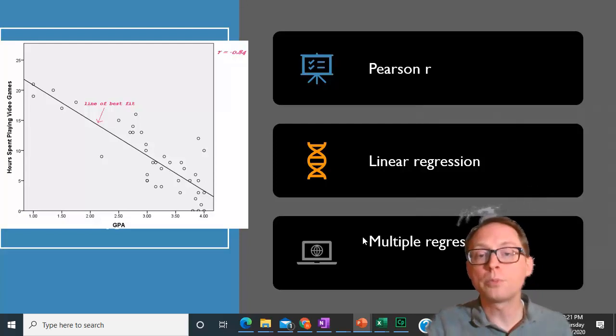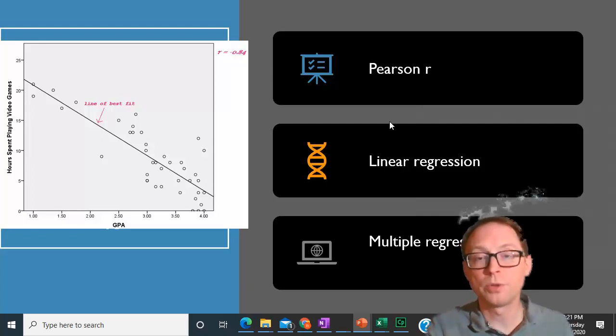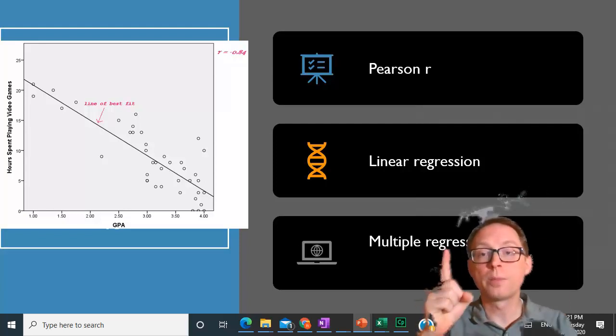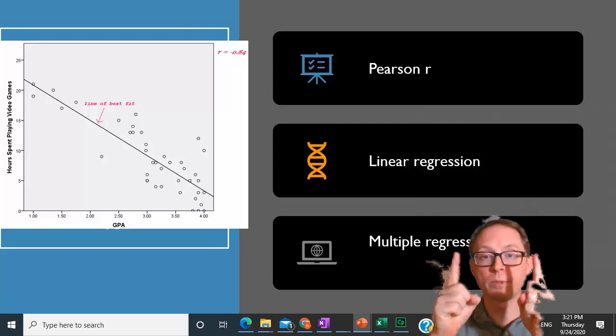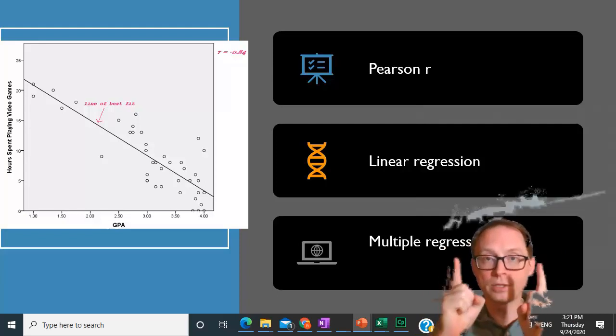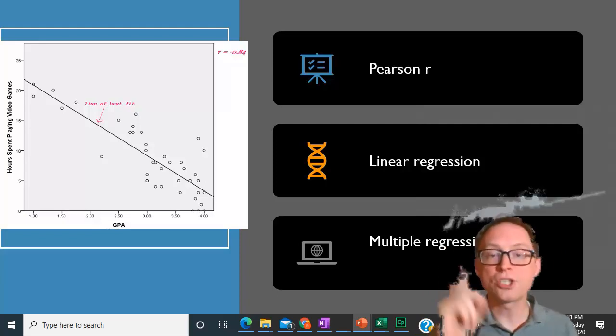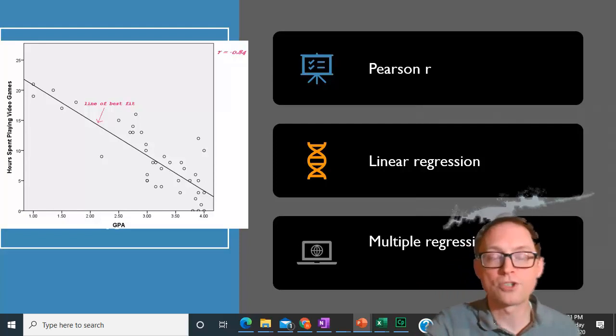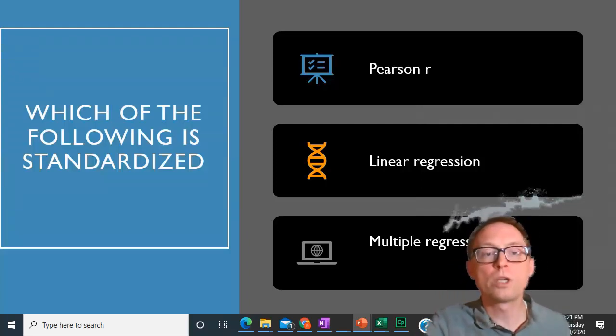And multiple regression is something else. Multiple regression is when you have more than one continuous variable predicting one continuous variable. So in this case, with Pearson's R and linear regression, we're always talking about one continuous variable predicting one continuous variable, right? They're bivariate. There's only two variables. In the next chapter, we're going to talk about multiple regression. All right, another one then. Which of the following is standardized?